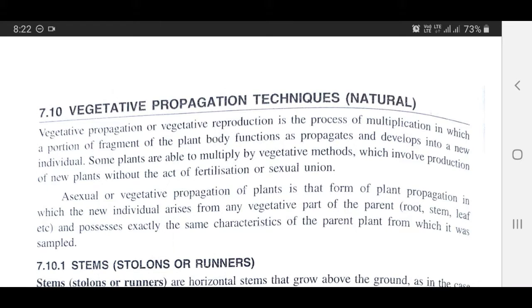Good morning, everyone. Today's practical topic is vegetative propagation techniques, natural and artificial.